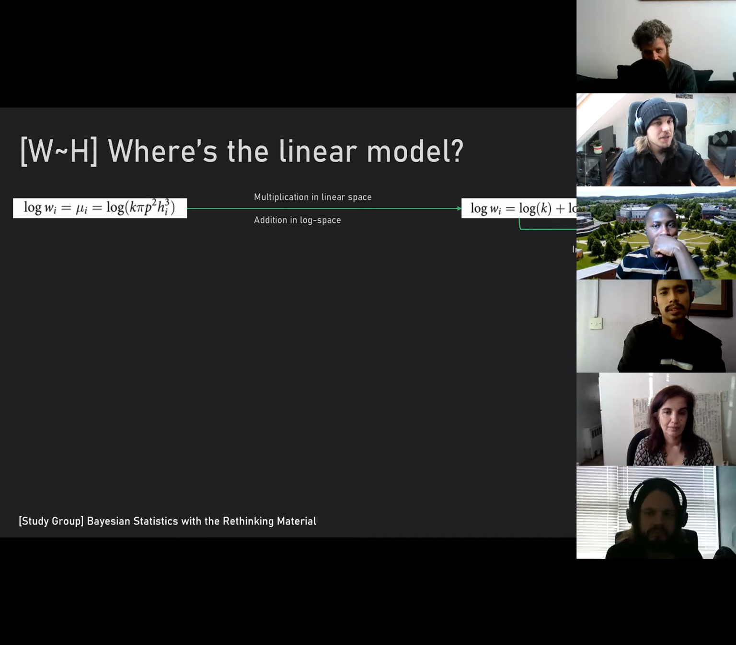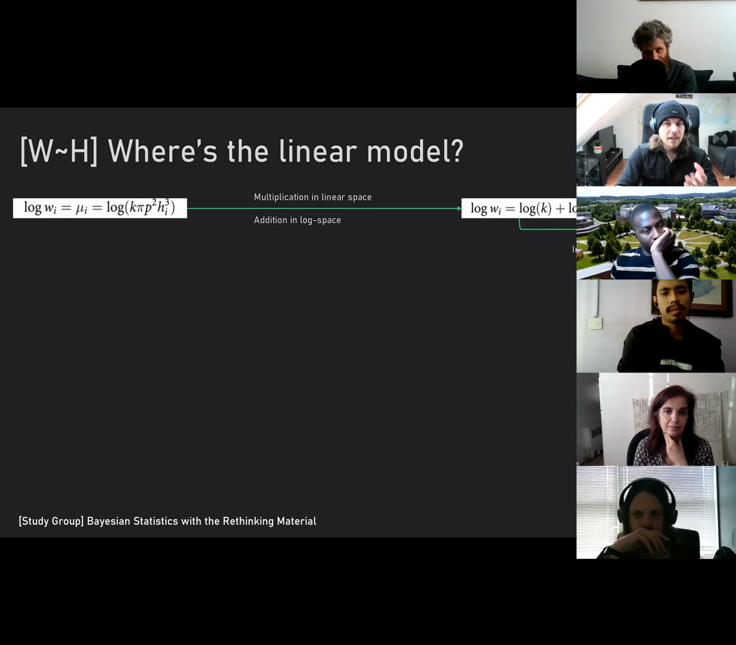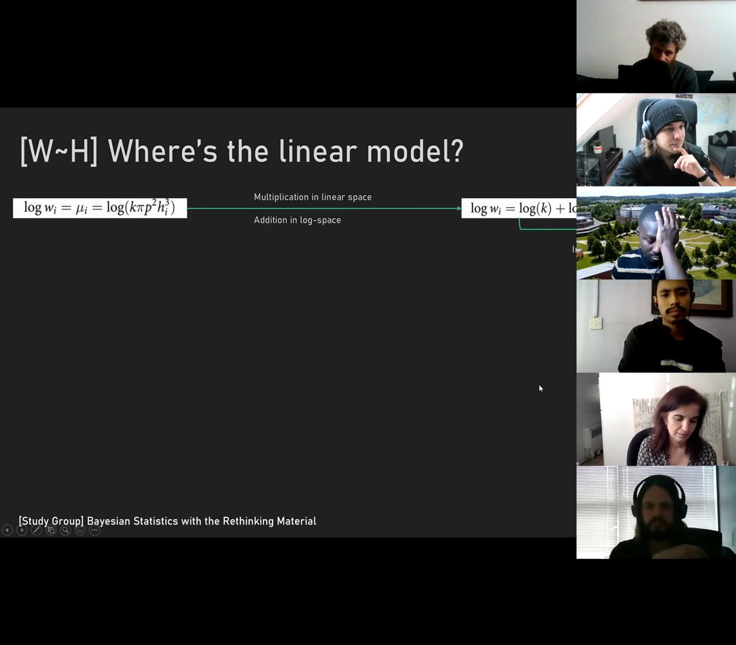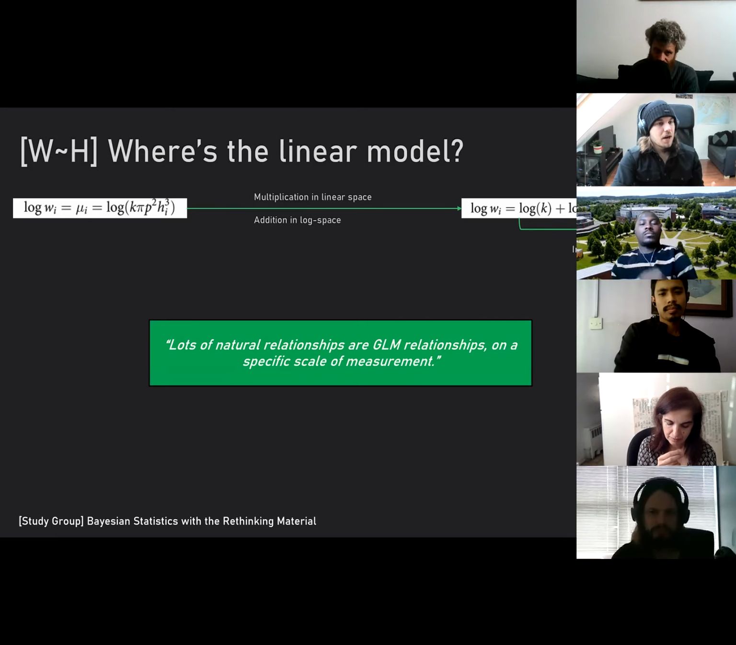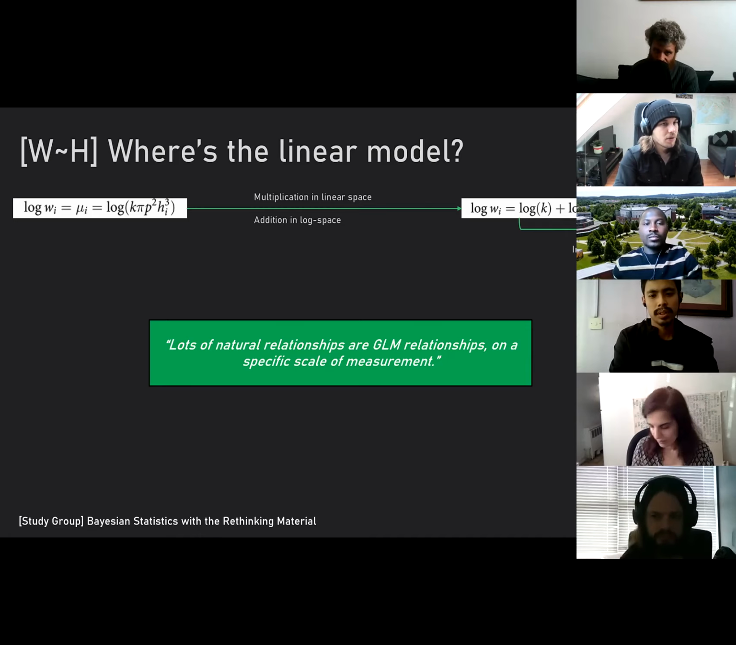And taking this apart, the formula on the left-hand side, which is what we've used thus far, we can, on the right-hand side, transform this into just a basic GLM approach with an intercept made up of 3 different things, and then the predictor variable of height with this coefficient of 3, or the exponent of 3 on the left-hand side. So basically, a lot of natural relationships are GLM relationships on a specific scale of measurement, in this case, log.